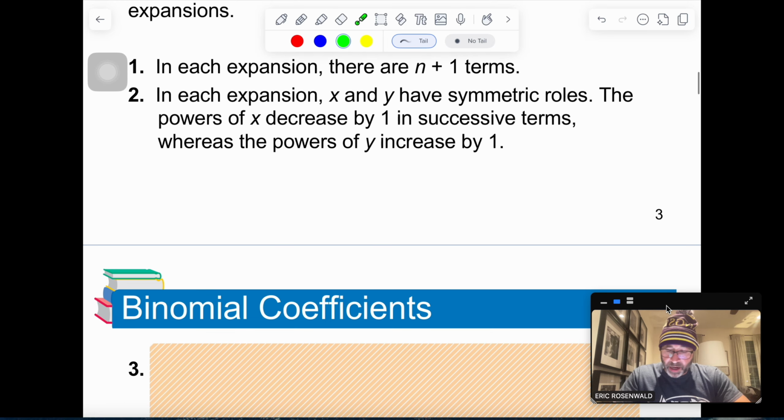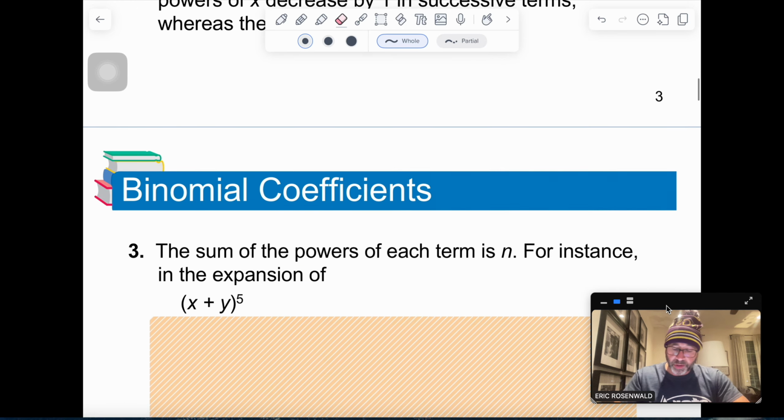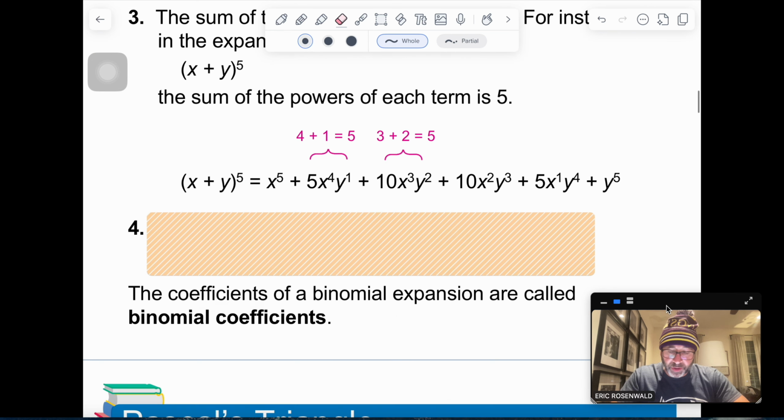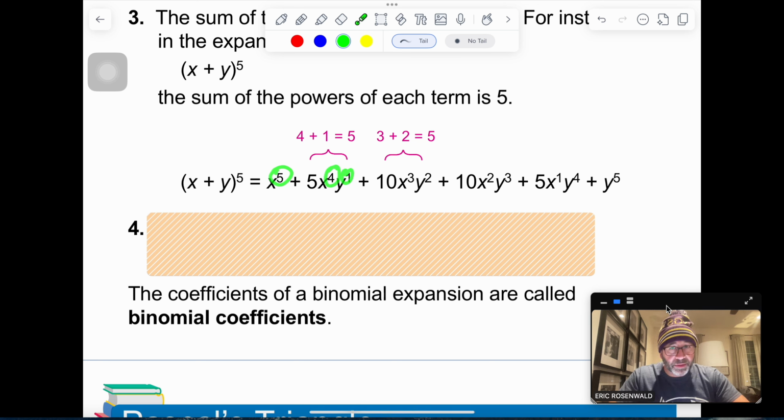Okay? There's another pattern that actually forms with the degrees. The sum of the powers in each term is n. What does that mean? Well, if my power in this, we said, was equal to 5, look at what happens when I look at the expansion of this. Your powers are always going to add up to 5, so there's just a 5 right there. 4 plus 1 adds up to 5. 3 plus 2 adds up to 5. 2 plus 3 adds up to 5. 1 plus 4 adds up to 5, and then 5 is just 5.